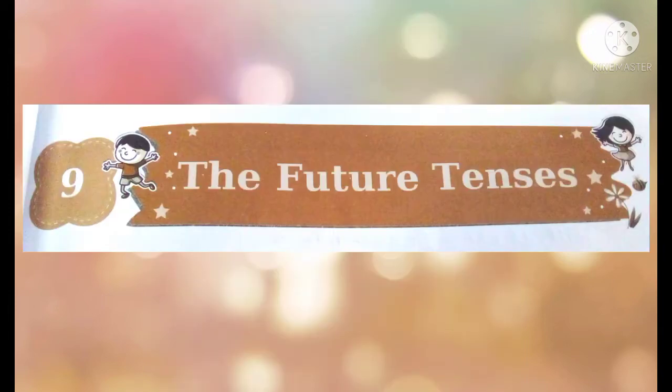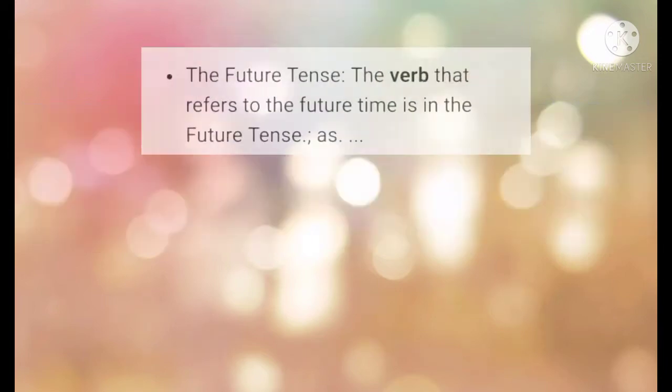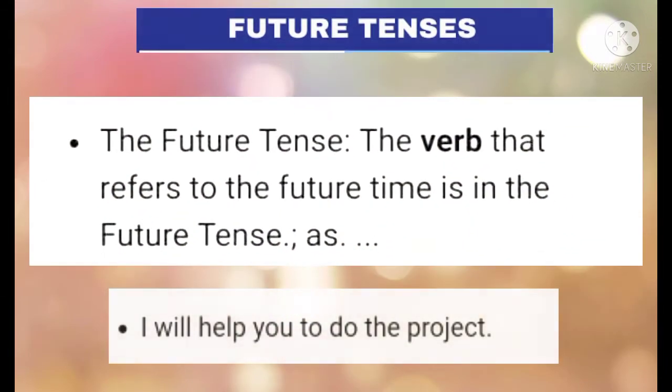Today, we are going to take up our new lesson, that is lesson number 9, the future tenses. Now, children, let us see first what are future tenses. Future tenses: the verb that refers to the future time is in the future tense. For example, I will help you to do the project.